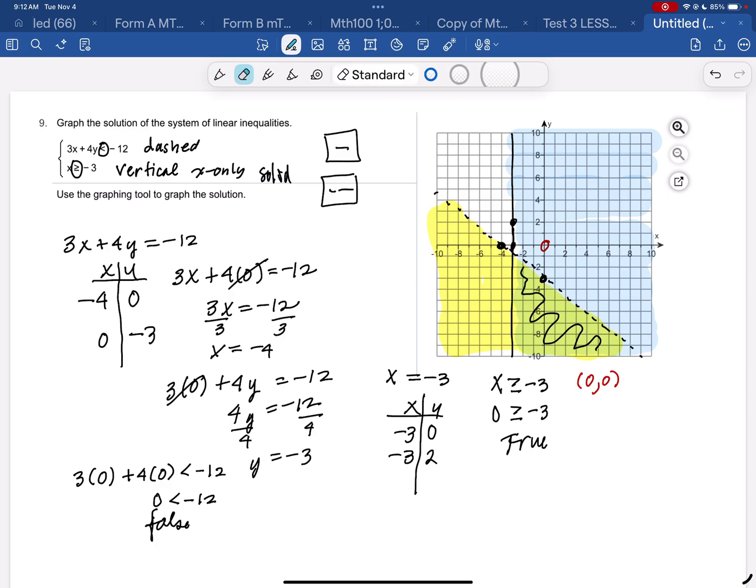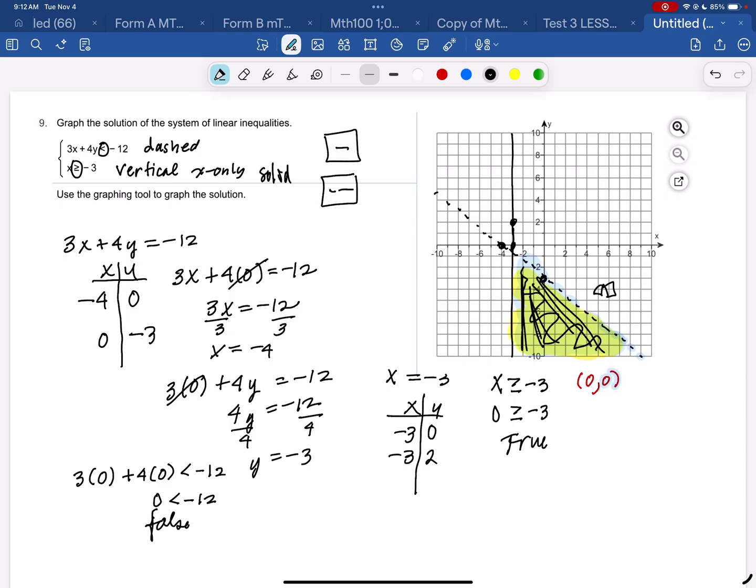So for my drawing to be accurate, I have to get rid of all this stuff here, and I have to get rid of all this stuff here, because the only place where they are both true is this section here to the right of the vertical line and below the dashed line. That's where you're going to dump your little bucket in my math lab. I can't remember exactly what it looks like, but it looks like a little bucket, and you're going to dump it in that area only.